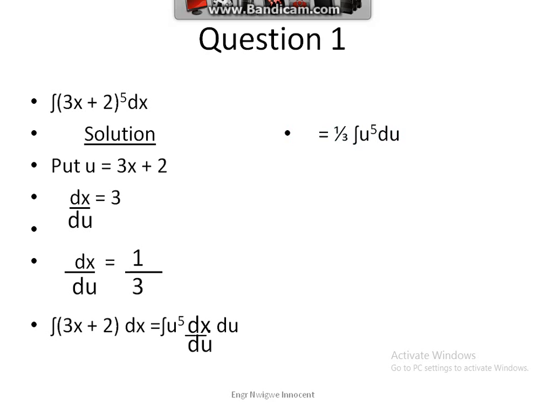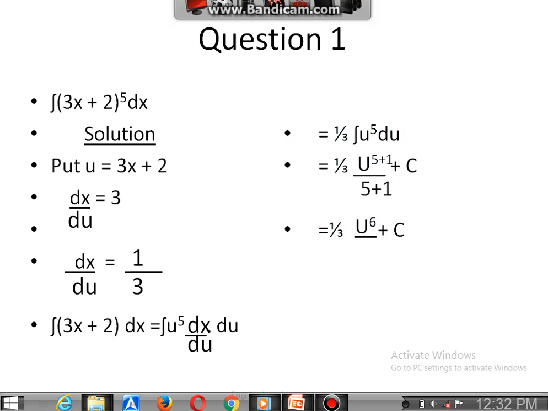But if you are integrating, we know that our formula, when the function of x is a times x raised to power n, therefore the integration of the function of x dx will be a times x raised to power n plus 1 over n plus 1 plus c, which we now have 1 over 3 times u raised to power 5 plus 1 over 5 plus 1 plus c, which is equal to 1 over 3 times u raised to power 6 over 6 plus c.